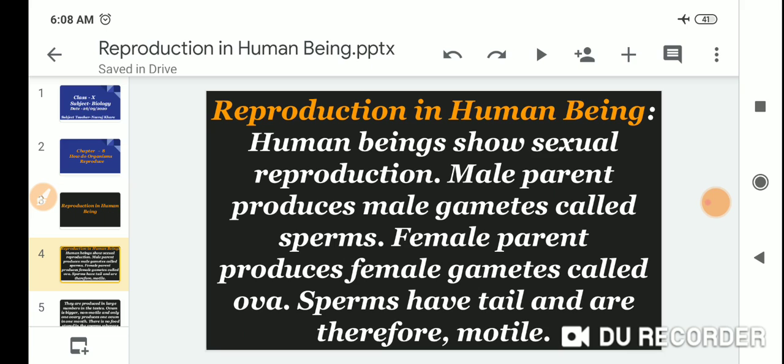Human beings show sexual reproduction. Male parents produce male gametes called sperm, and female parents produce female gametes called ova or ovum. Sperm have a tail and are therefore motile.